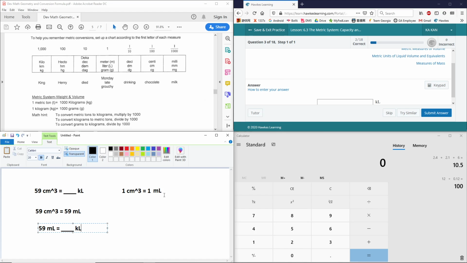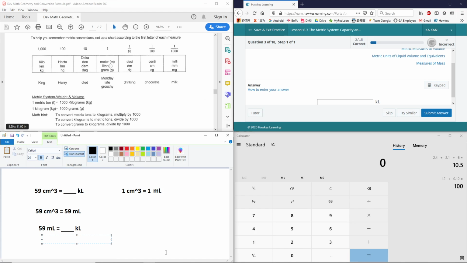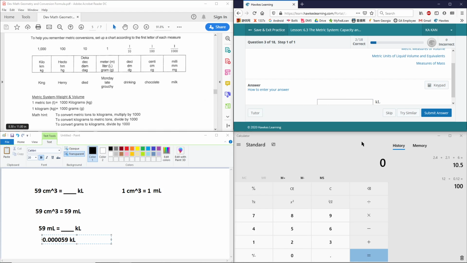So let's see. We've got milli, which is on the far right. Kilo is on the far left. So you've got to go 1, 2, 3, 4, 5, 6, 6 times to the left. So that means you have to go 6 times to the left. So your decimal point starts here. 1, 2, 3, 4, 5, 6, just like that. Let's put that into the answer. There you go.